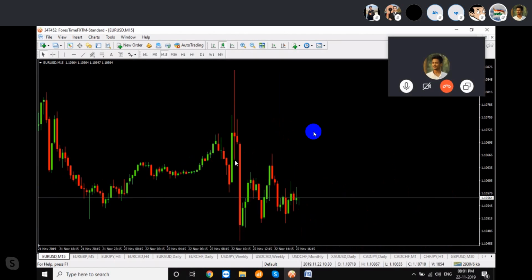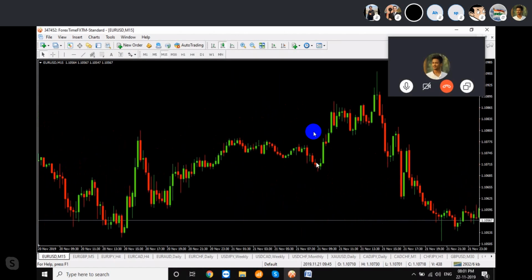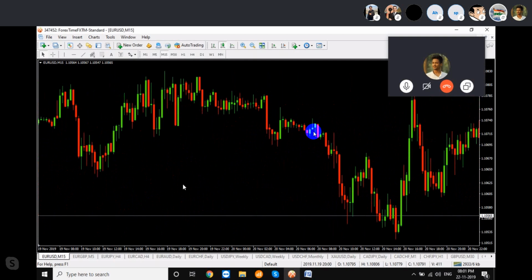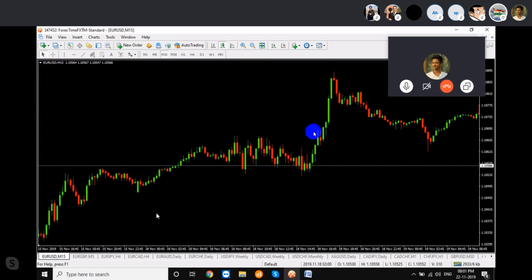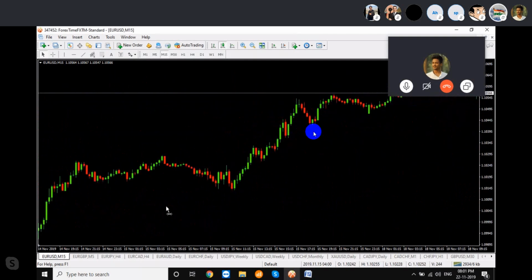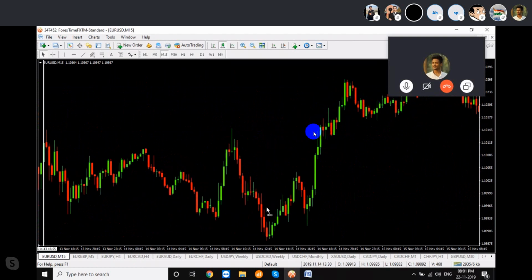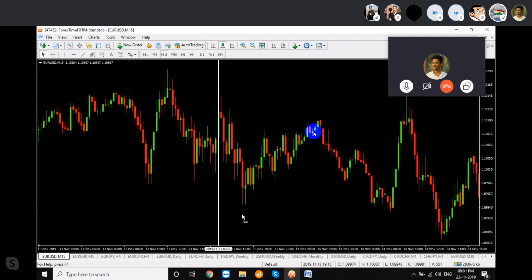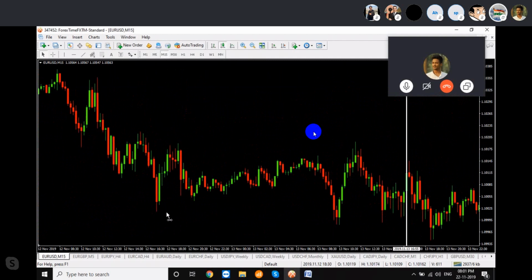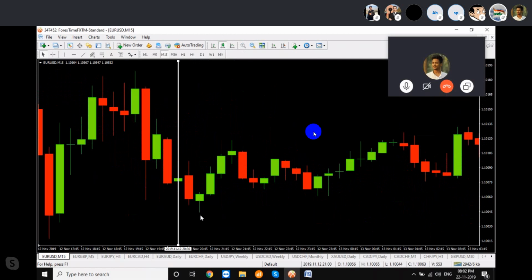On 5 minutes. See how this candle looks. There is a maximum rejection here, but still that much rejection is also not considerable. It should be a little smaller, but exactly how it should look.